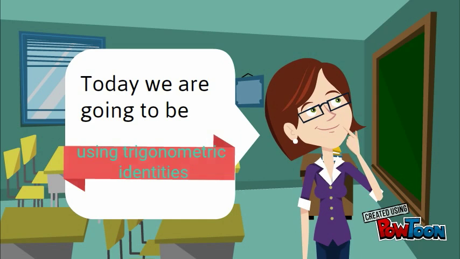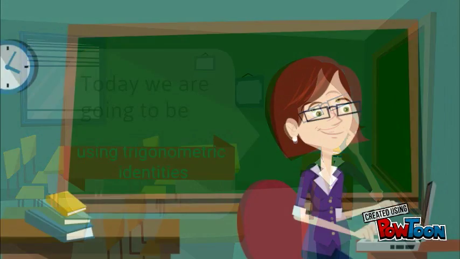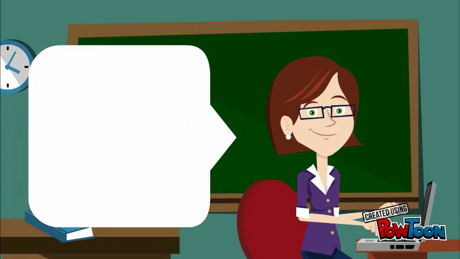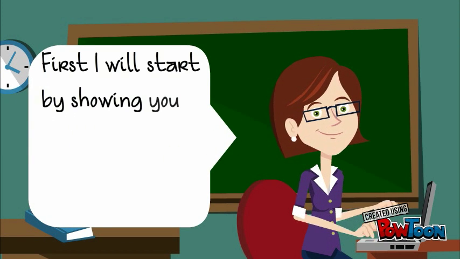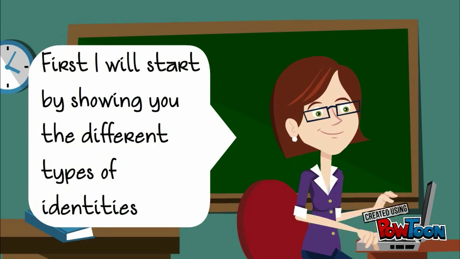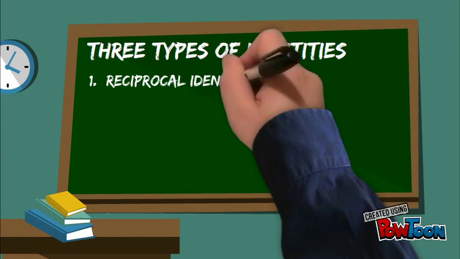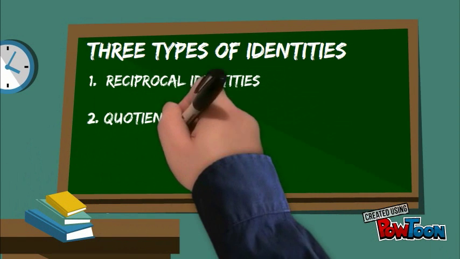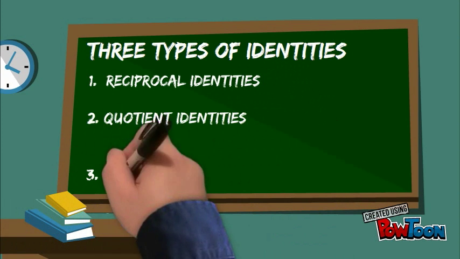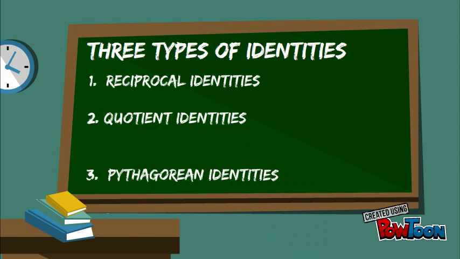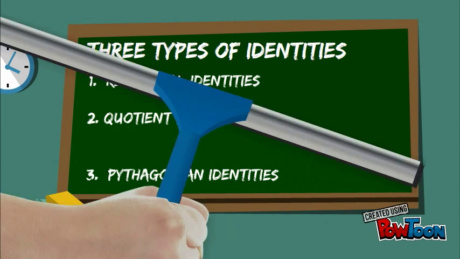Today we're going to be learning about using trigonometric identities. First, I will start by showing you the different types of identities. There are three types of identities. The first one is the reciprocal identity, then the quotient identity, and lastly the Pythagorean identity.